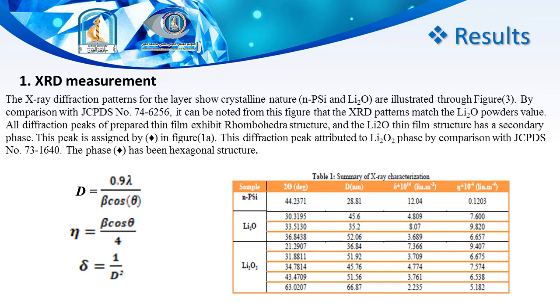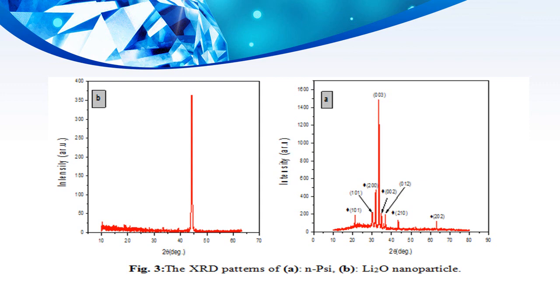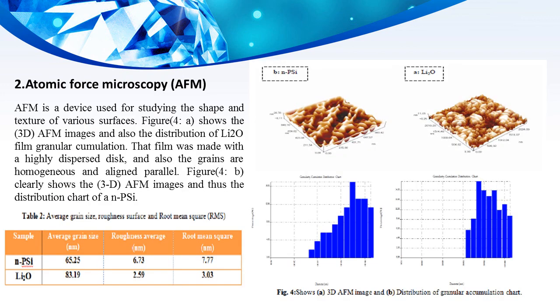XRD measurement. From the XRD pattern, we can calculate the crystallite size, microstrain, and dislocation density. All the peaks in the lithium oxide thin film indicate lithium oxide, and the single peak in the porous silicon indicates the porous silicon layer.